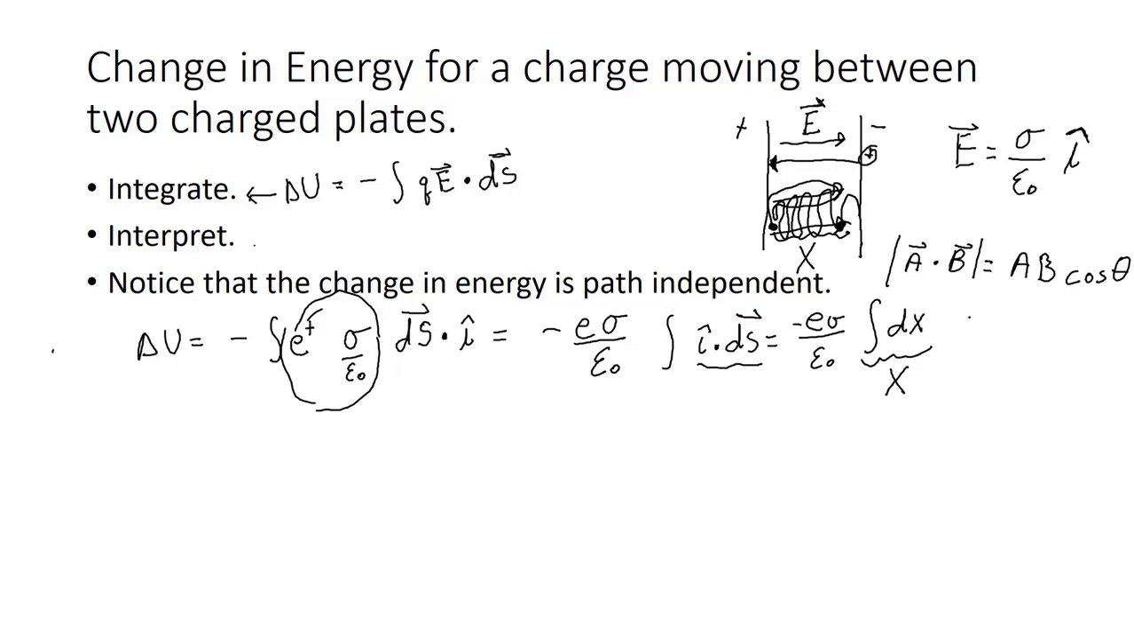So the change in potential energy as we move a charge between those two points is simply going to be negative e sigma over epsilon naught times x. Or, in more general terms, for parallel plates, delta U is going to be negative Q E times the distance traveled, so we'll just turn that into a d. So this is a nice general result for parallel plates.